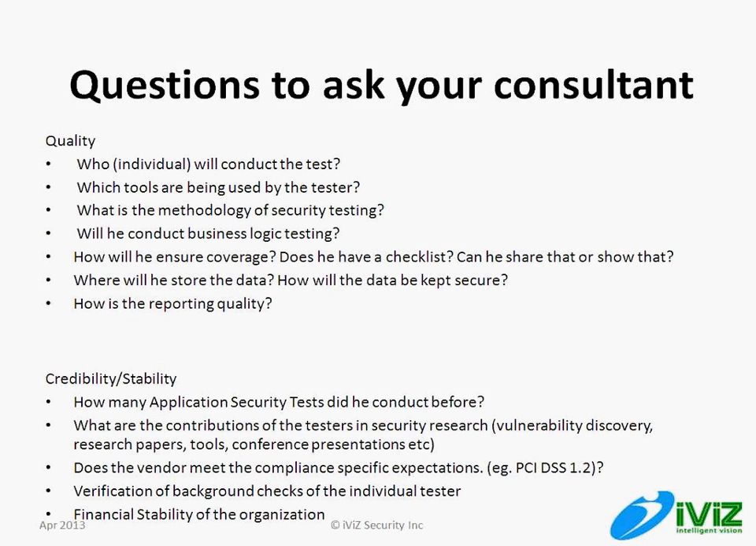And what's the methodology of security testing? This is extremely critical. Different organizations can have different methodologies, but you need to figure out from the methodology whether the key elements are being covered, and which are those key elements.